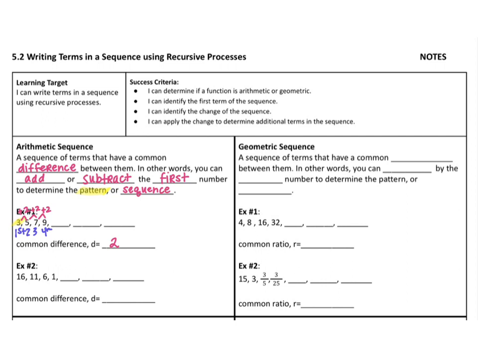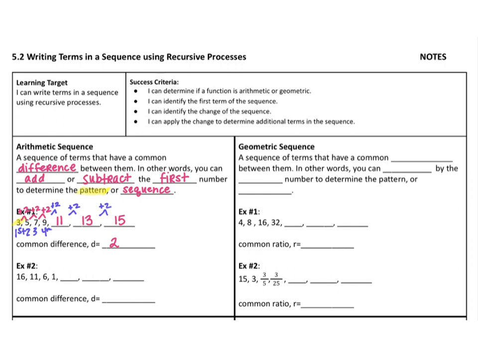So can I use this common difference to find the next 3 numbers? Yeah, I just follow the pattern. So I just add 2 to 9 and I get 11. And then I add 2 to 11 to get 13. Then I add 2 to 13 to get 15. I'm still just adding 2 every single time.